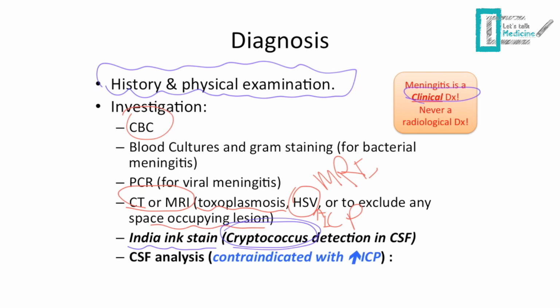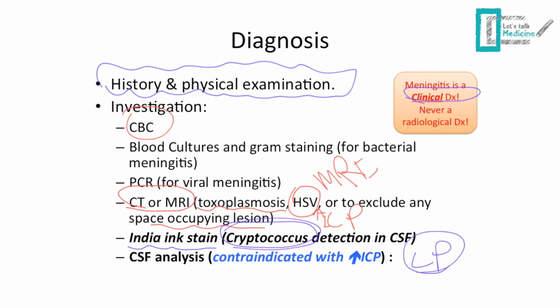And finally, we have the CSF analysis through the lumbar puncture. And this is the gold standard way to confirm your diagnosis of meningitis. We have some contraindications of that. For example, increased intracranial pressure. So if you suspect high intracranial pressure, you do CT before you start the LP to check if there is any increased intracranial pressure.